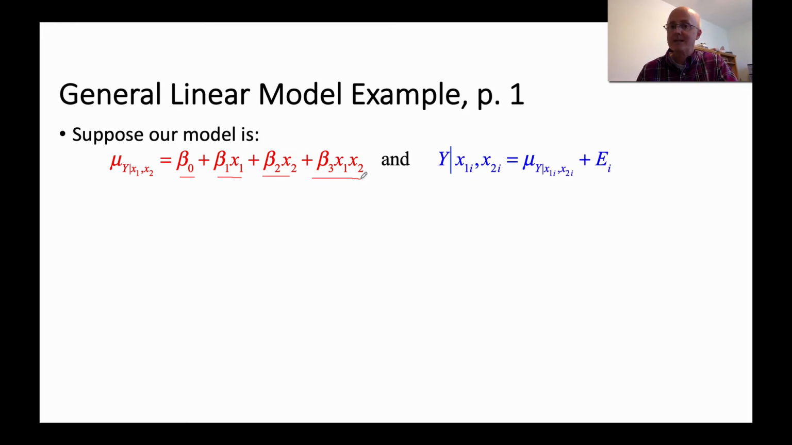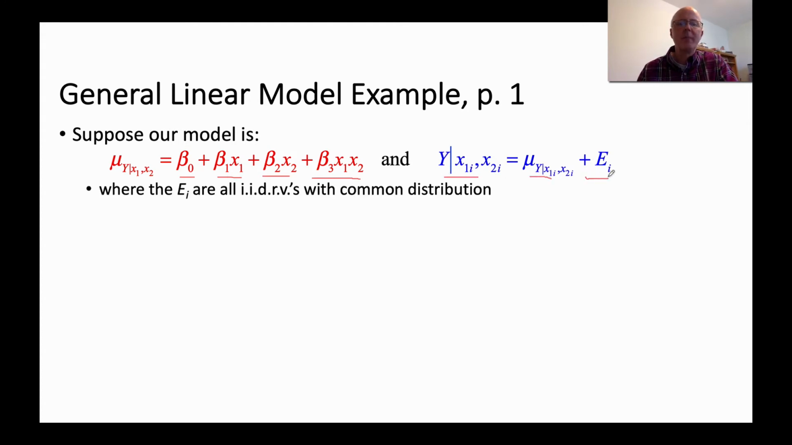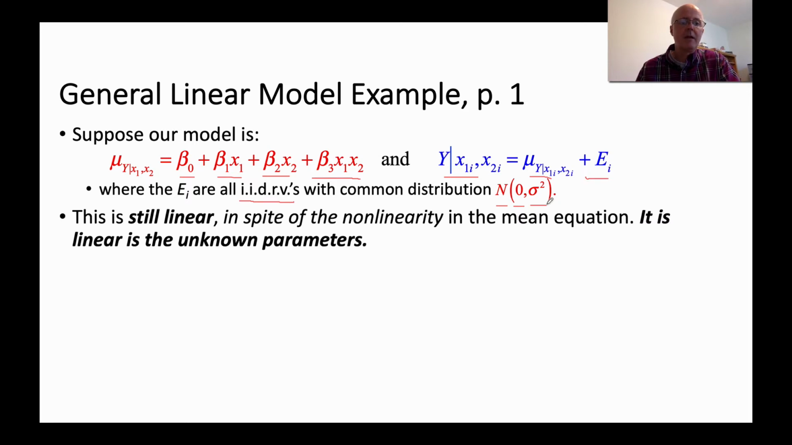Then the individual responses, we add in some probability, are the mean values plus an error term, where the error term has a certain distribution. They're all independent and identically distributed random variables with a common distribution that's going to be normal with a mean of 0 and a certain positive variance. This time I picked the variance to be 9. Previously we picked examples where the variance was 4, just to do something different. That would mean the standard deviation sigma is 3. This again is still linear, in spite of the nonlinearity in the mean equation with the x1 times the x2. It's linear in the unknown parameters. Beta 0, beta 1, beta 2, and beta 3 are all to the first power.